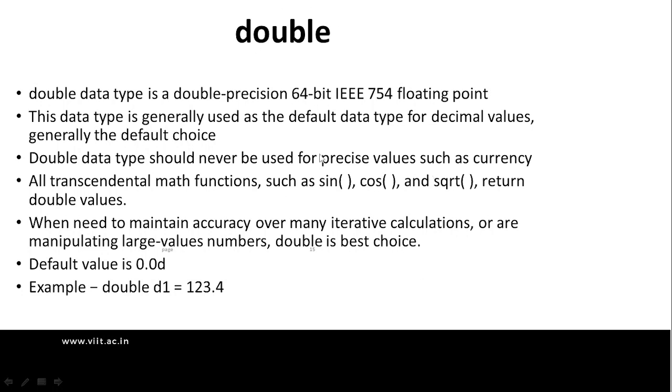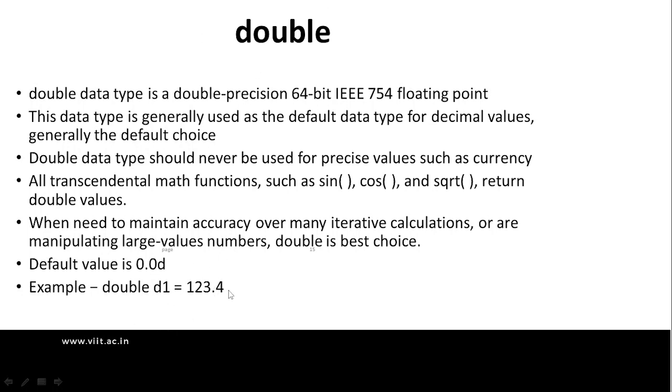Means whenever you would like to fetch the result of sine, cos, square root functions, the return types must be stored in double variables. When you need to maintain accuracy over many iterative calculations, or are manipulating large numbers, double is the best choice. Default value is 0.0d. Here you need to mention d. If you don't mention it, it will by default be treated as d.